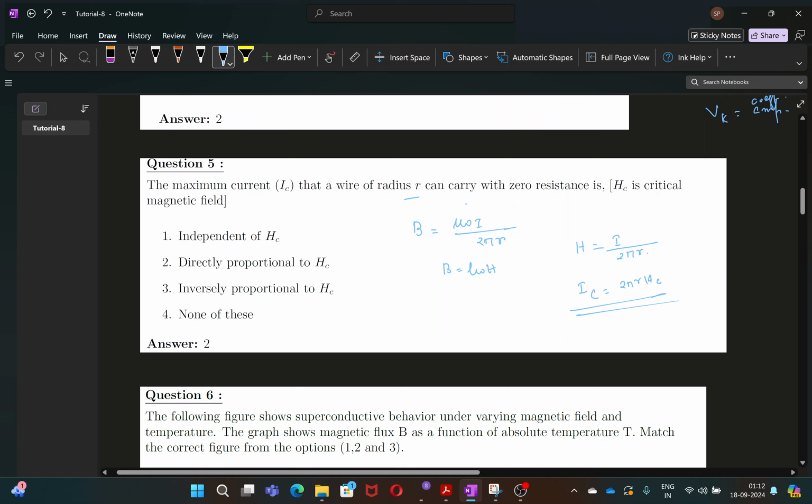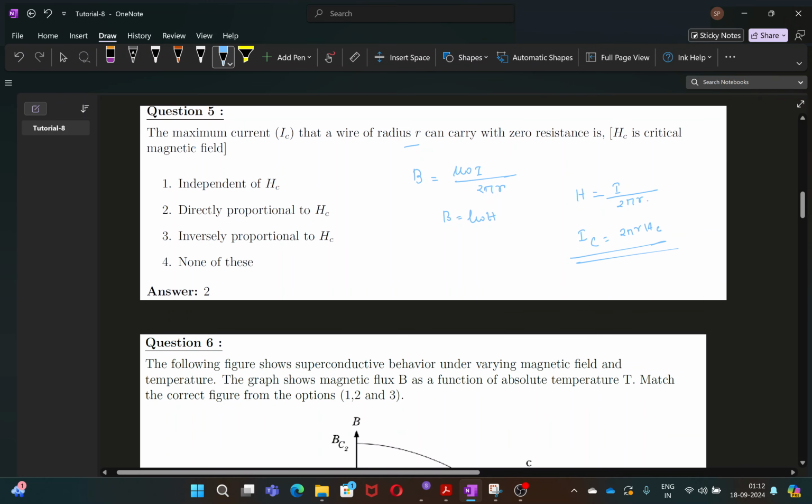So then in the options it was given that IC was independent of HC, which is obviously wrong. It is directly proportional to HC, wrong. Inversely proportional to, sorry, this is not wrong. So this is the right option. My mistake. So this is the right option, because I already have shown you that your IC is equal to 2 pi r HC. That means your IC is actually proportional to HC.